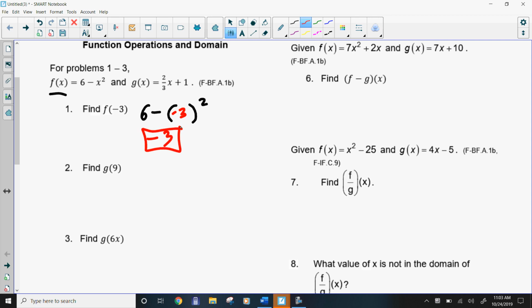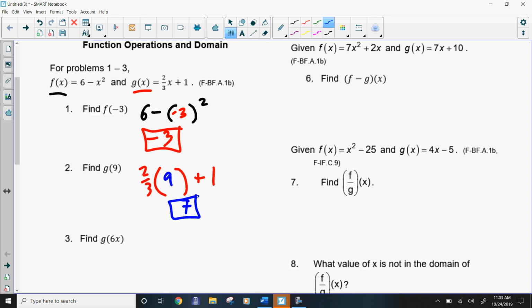G of 9 means to use the G problem. So it's going to say 2/3 parentheses plus 1. And then they want you to plug in 9, so we put the 9 in. So if you do this all in the calculator, you can type it exactly how it looks. So this is going to end up saying, I believe, let's see, 3, 6, 7. Final answer is 7.